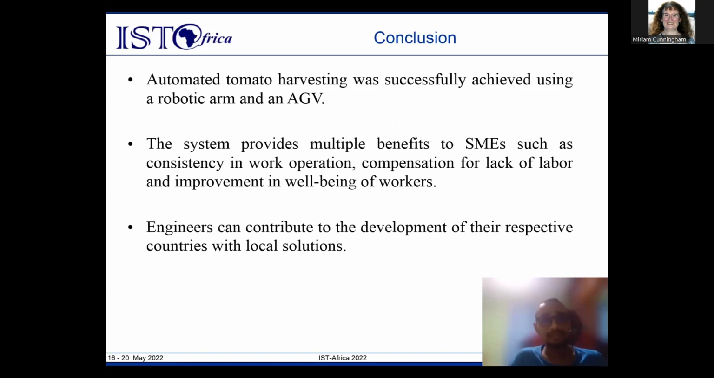All in all, we can say that this project was a success. The system provided multiple benefits to SMEs such as consistency in work of operation, compensation for lack of labor, and improvement in well-being of workers. Most importantly, however, this project serves as an inspiration to young engineers who can work and strive for their local economy so that they can bring the country to the next level of industrialization.